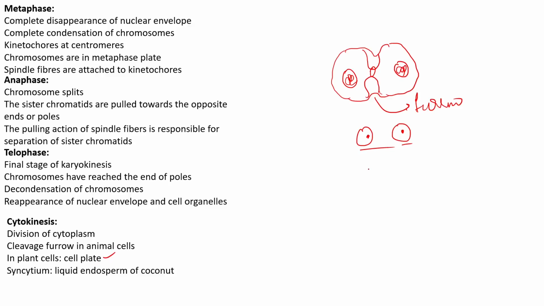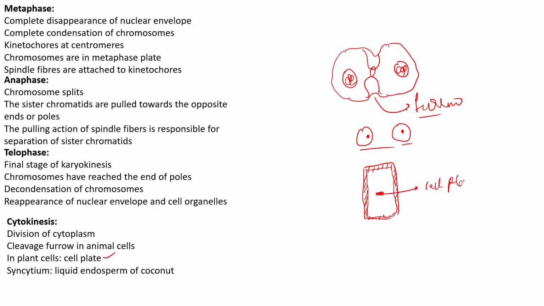It is mainly because the plant cells are quite rigid in nature because of one important reason, that is the presence of the cell wall. The cell wall is a rigid structure. As a result, there is no contraction of the plasma membrane, and that results in no formation of a cleavage furrow. But there is another way, that is the formation of a small plate-like structure called the cell plate.